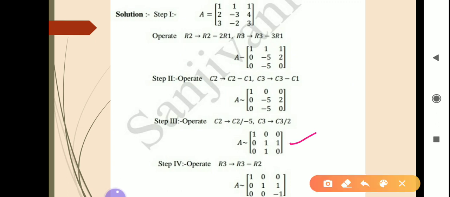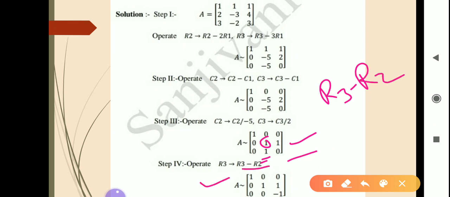Okay, look, C2 divided by -5 gives 0 1 1, and C3 divided by 2 gives 0 1 0. Okay, now after getting this matrix our next step is, the second diagonal element, this 1, below it we have to make the element 0, means this element we have to make 0, and for that use only R2, don't disturb R1 and C1. So for that we have to use the operation R3 minus R2, means this operation. So if you use R3 minus R2, then we will get this matrix, because 0 minus 0 is 0, 1 minus 1 is 0, and 0 minus 1 is -1.